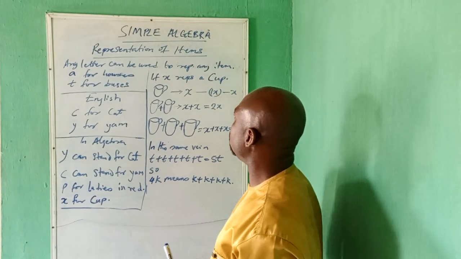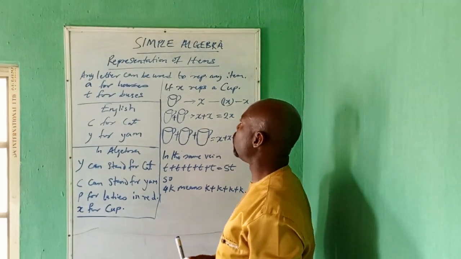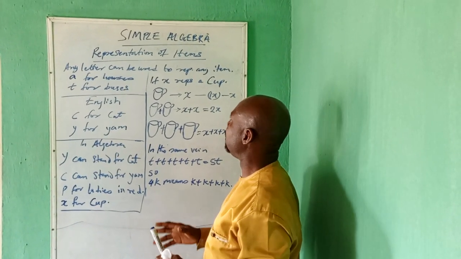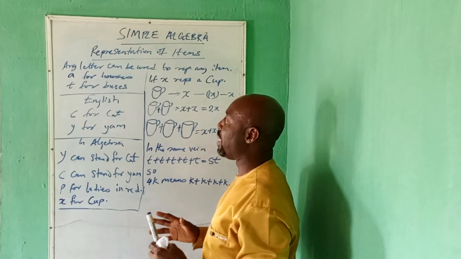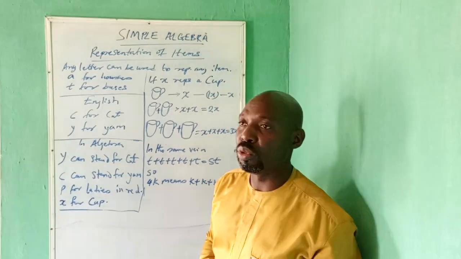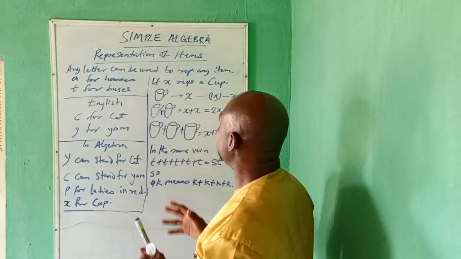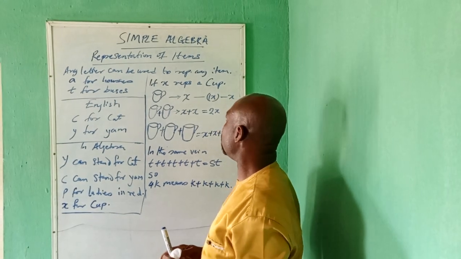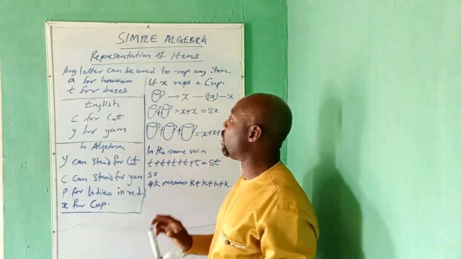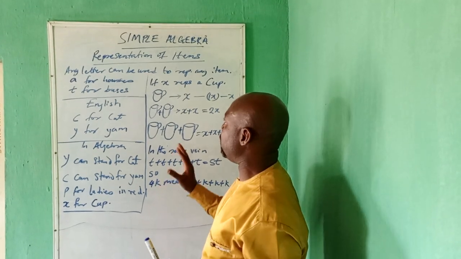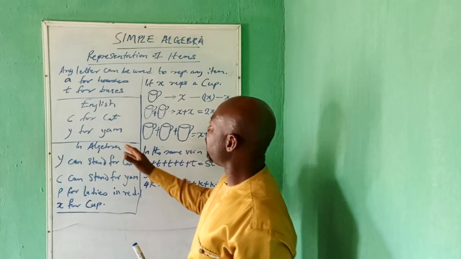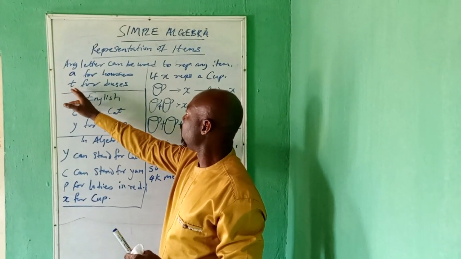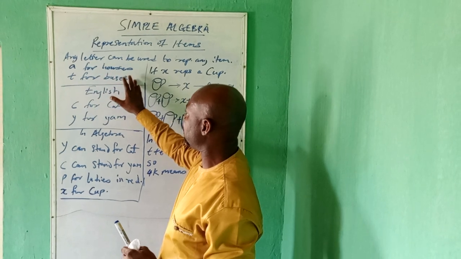In our last videos, we introduced simple algebra to you, and in this video now, we are going to be talking about the representation of items in simple algebra. Items are represented with letters in simple algebra, and you can use any letter to represent items. Like here, we have A for houses. T will be used to represent buses.